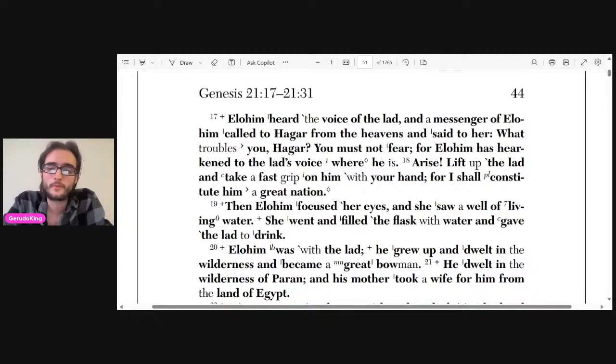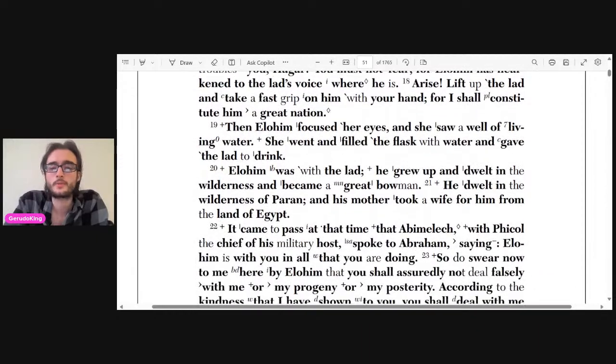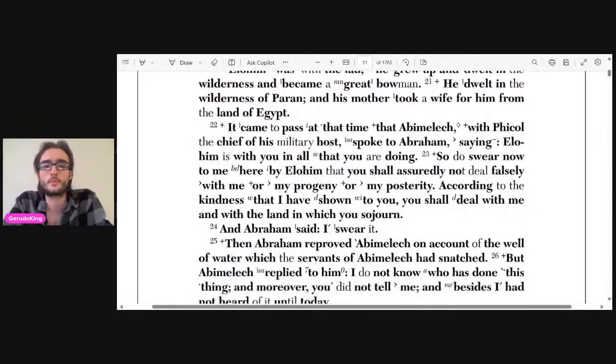She went and filled the flask with water and gave the lad to drink. Elohim was with the lad. He grew up and dwelt in the wilderness and became a great bowman. He dwelt in the wilderness of Paran, and his mother took a wife for him from the land of Egypt.